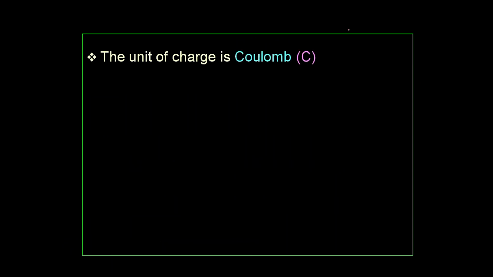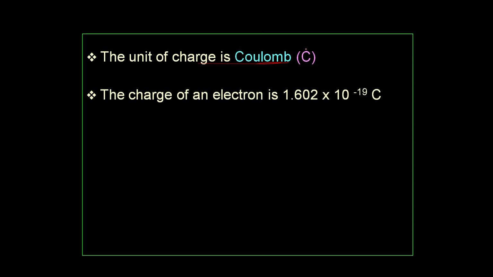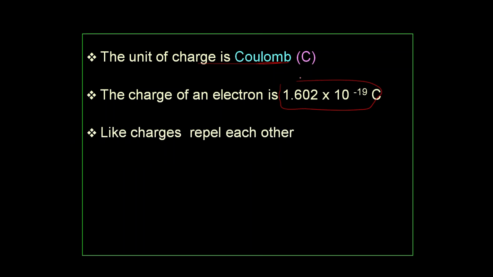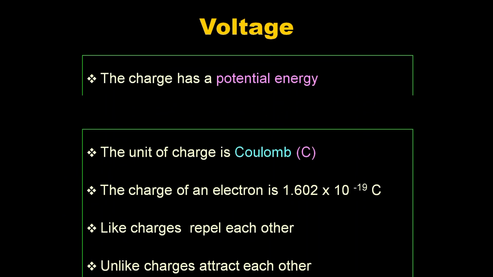Now, the unit of charge is the coulomb, which is very important, and the charge of an electron is 1.6 × 10^-19 coulomb, which is a very important thing. You should never forget this value in your lifetime. And like charges repel each other, unlike charges attract each other, so we all know this obviously.